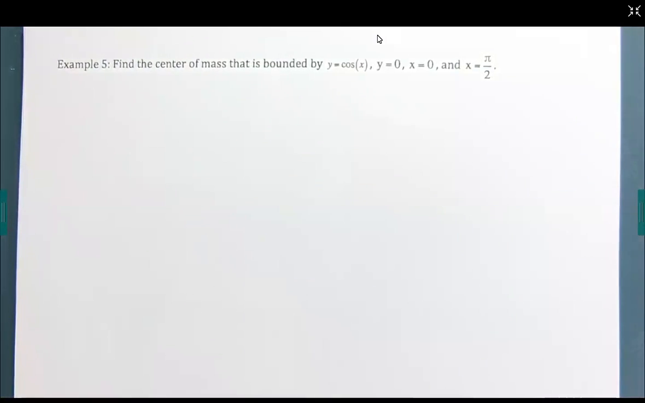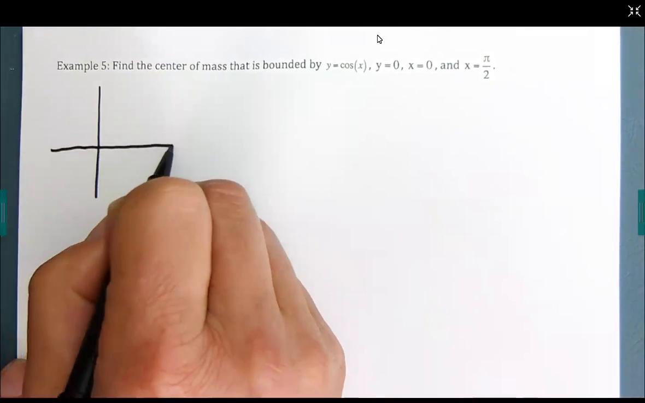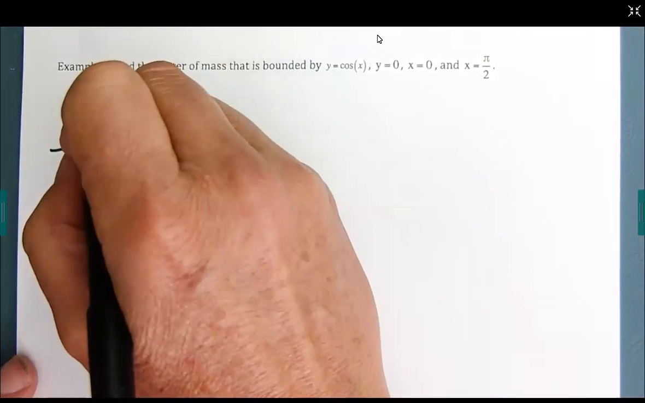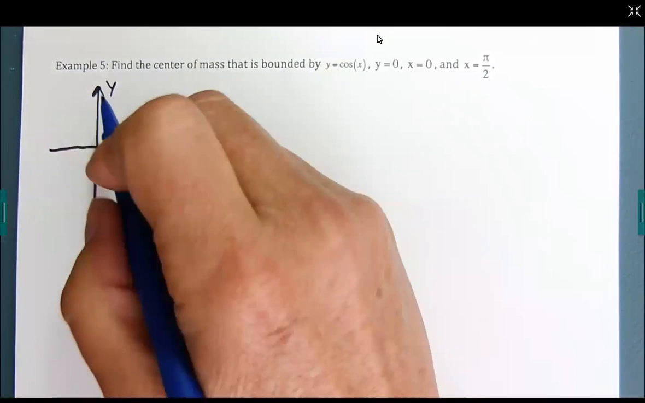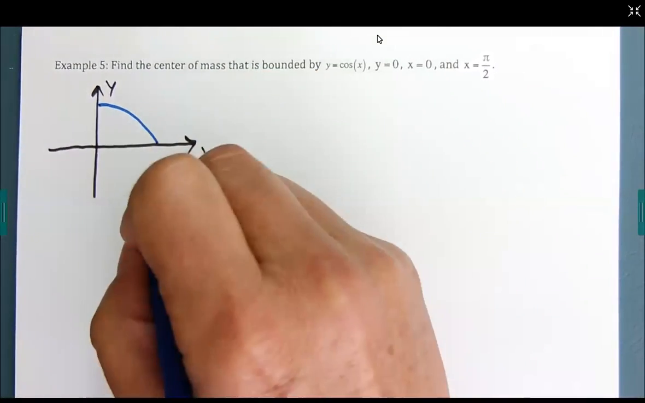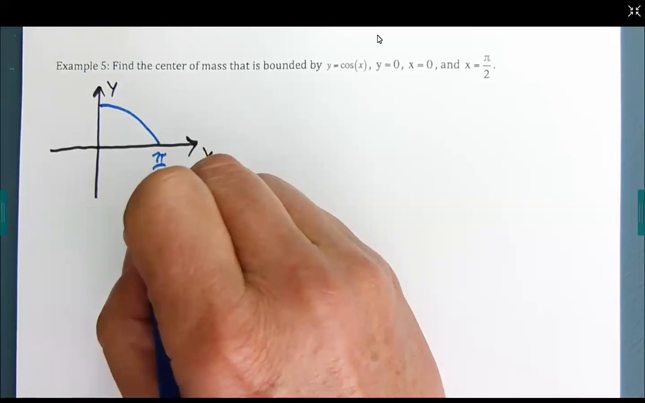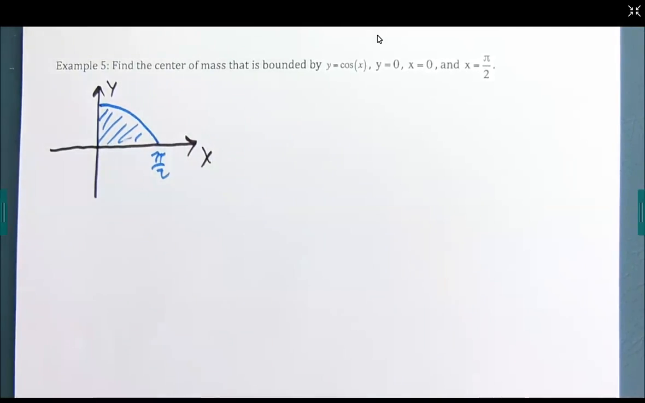And we're going to find the center of mass that is bounded by y equals cosine x, y equals 0, x equals 0, and x equals pi over 2. So let's draw that out just so we have an idea of what shape it is that we're even doing. And that is going to be, cosine starts up here at 1, and it crosses at pi over 2. So here is our plate.